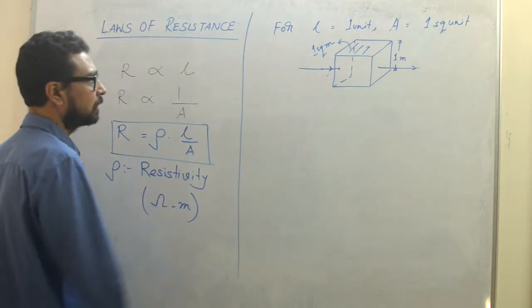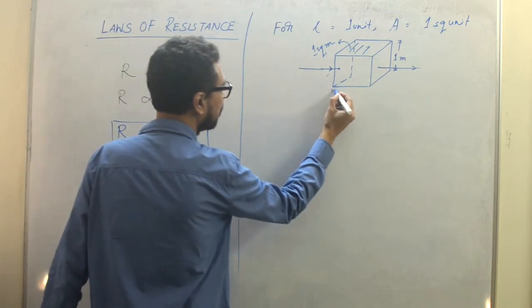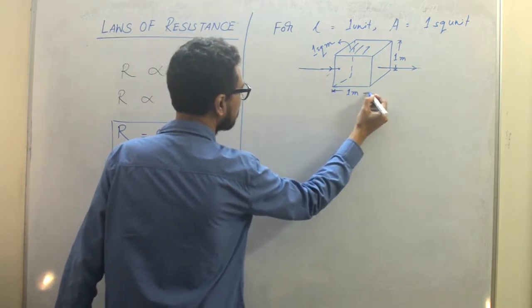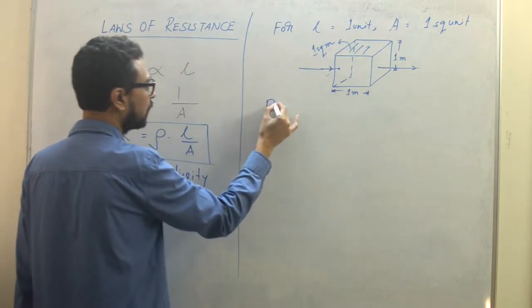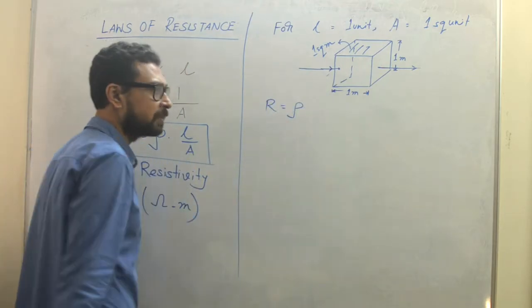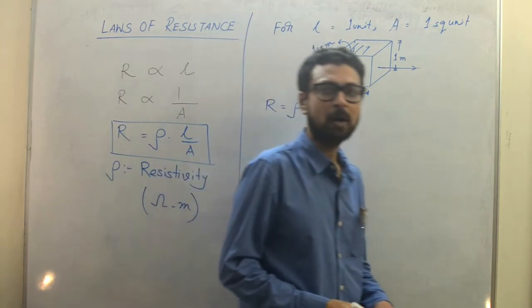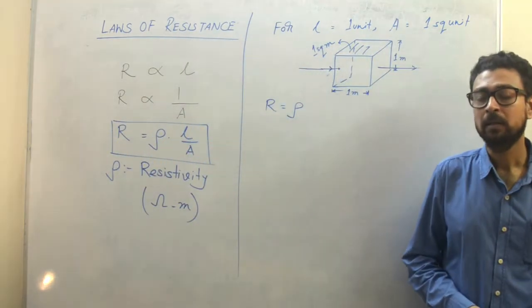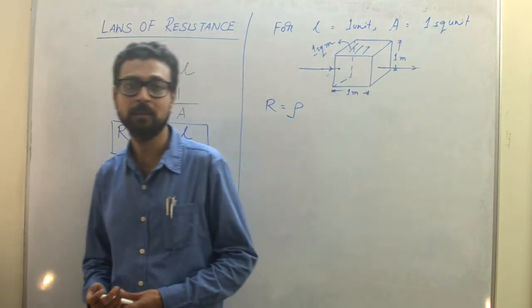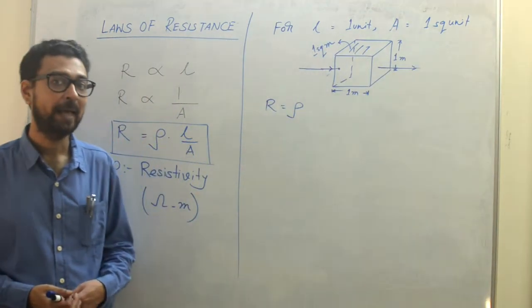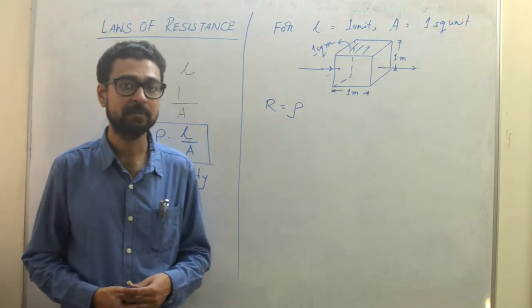So what you can see is that if everything is 1, the area of cross section for these faces is 1, then everything becomes 1, and R is equal to rho. So resistivity is defined as the amount of resistance of a conductor having unit length and unit cross sectional area. This is the definition of resistivity.